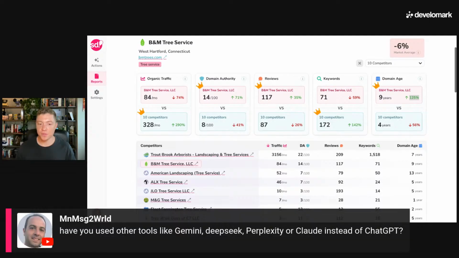So I'm going to answer a question really quick. Have you used other tools like Gemini, DeepSeek, Perplexity, or Claude instead of ChatGPT? The answer is yes. The reason I use ChatGPT is, one, I think the results are always better. But two, I like sticking to just one that I can use. I have the app on my phone. I have all my workflows built around it. It's very similar to how I'll stick to one car brand, or one video game console brand, or a clothing brand. Once I've gotten the brand into my life, I don't really switch too much. So that's a good question.